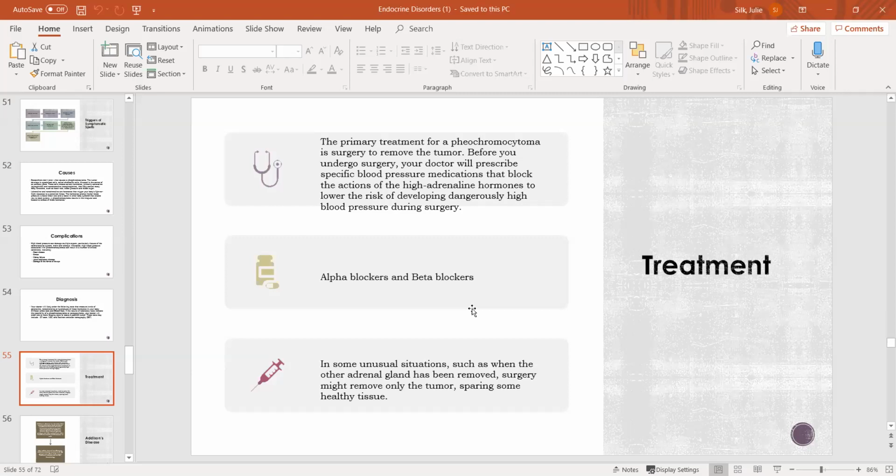If both adrenals are removed, the client will require lifelong replacement of adrenal hormones. So then constantly for the rest of their life, they would have to take those.